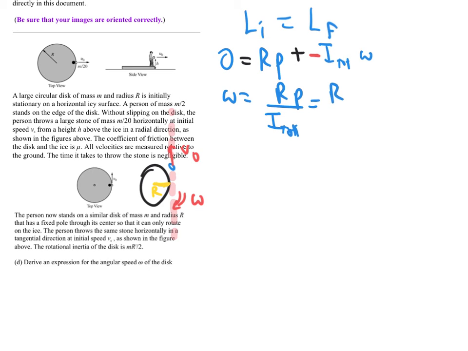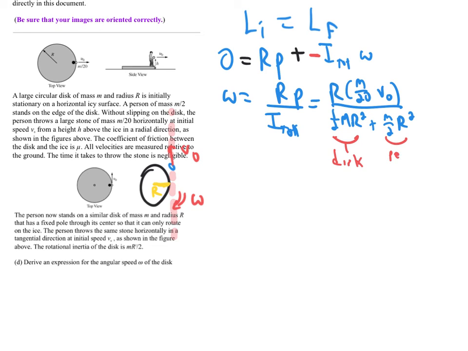Well, the radius is still the radius. The momentum is going to be the mass, which is m over 20, times the speed, which is v0. And then the inertia is going to be the 1/2 mr squared from the disk, but also the person's m over 2 times r squared for being a point object. So it actually doesn't matter which of these is which, but I need both the disk and the person. Notice how they've managed to magically rig it so that they have the same value.